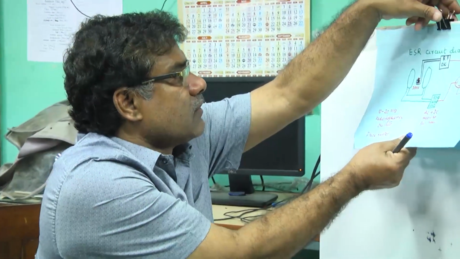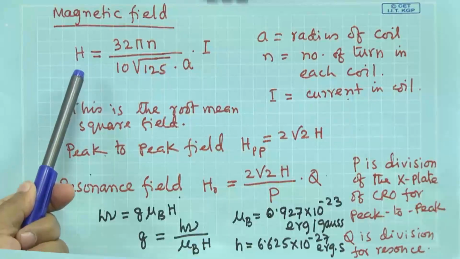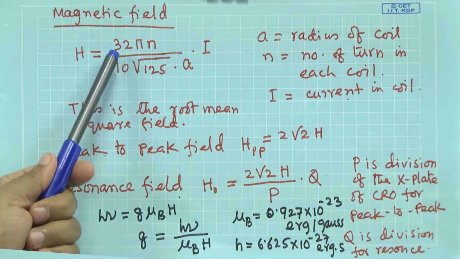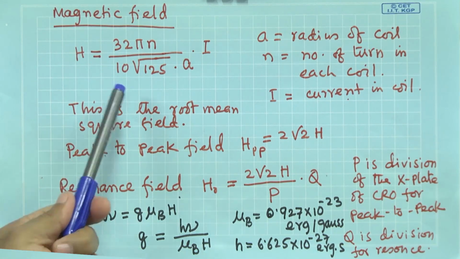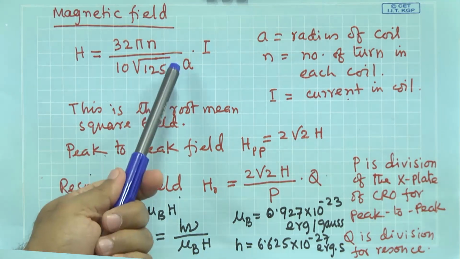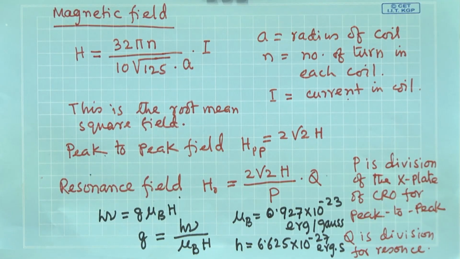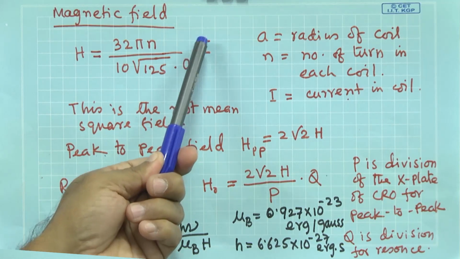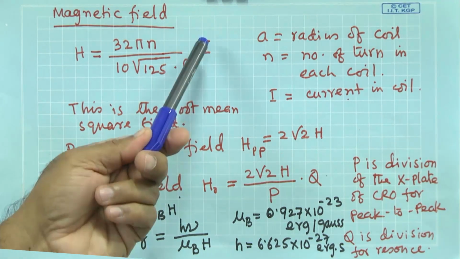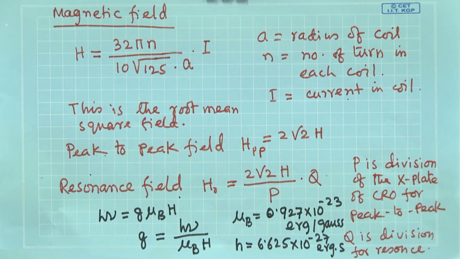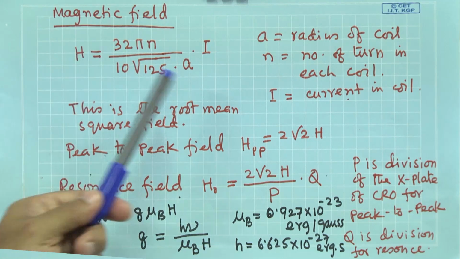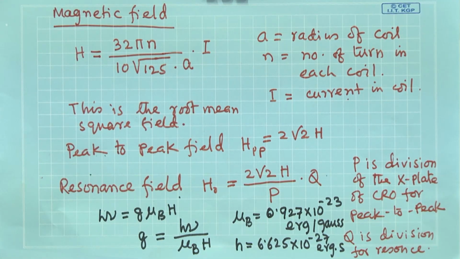So basically, yes, this is the circuit diagram I showed you. So the magnetic field H from the Helmholtz coil has the formula 32 pi N divided by 10 square root of 125, into I divided by A, where A is the radius of the coil. So A is in the denominator, I is in the numerator, and N is the total number of turns in each coil, I is the current in the coil, okay.